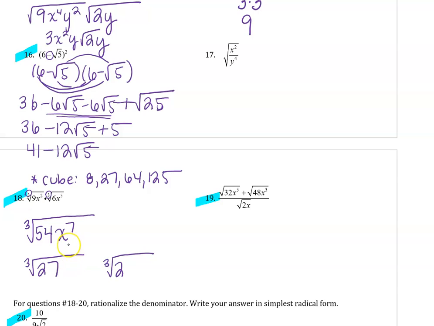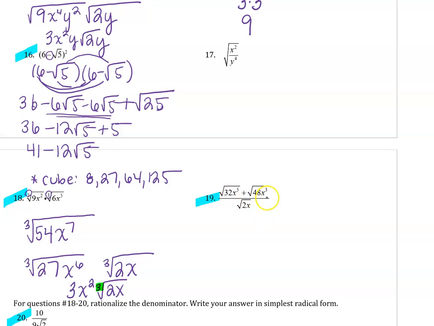As far as variables go, I'm looking to break it up so that the exponent is divisible by 3. So I would put x to the 6th in the good radical, because I can do 6 divided by 3, which means I have a leftover x in my bad radical. Cube root of 27 is 3. And then I'm dividing 6 by 3, which gives me x squared, times the cube root of 2x. Make sure you don't forget that little cube root symbol.